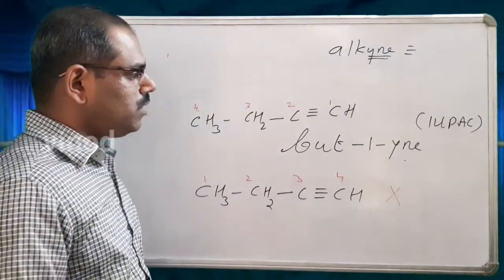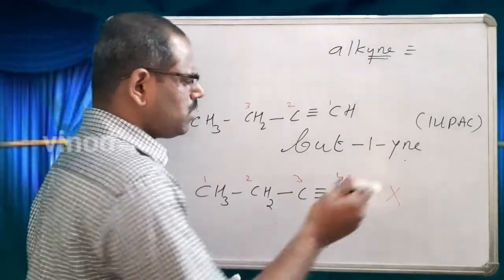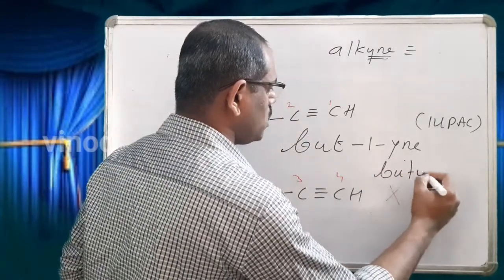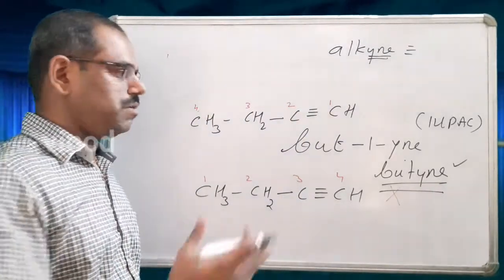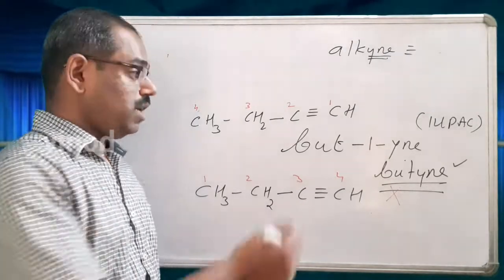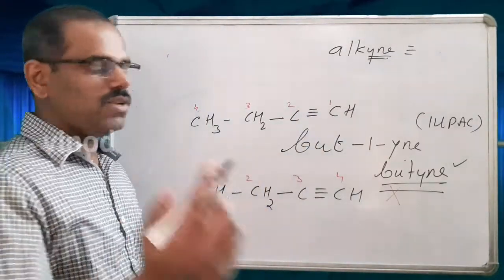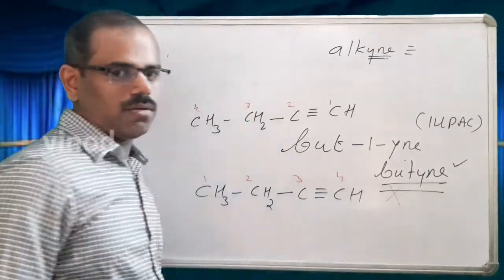Or if the double bond or triple bond is at the first place or first carbon, you can simply write butyne. This is also correct. Either you write but-1-yne or you simply write butyne if it is at the first place. But if it is at the second or third place, you cannot write simply butyne, only if it is at the first place.